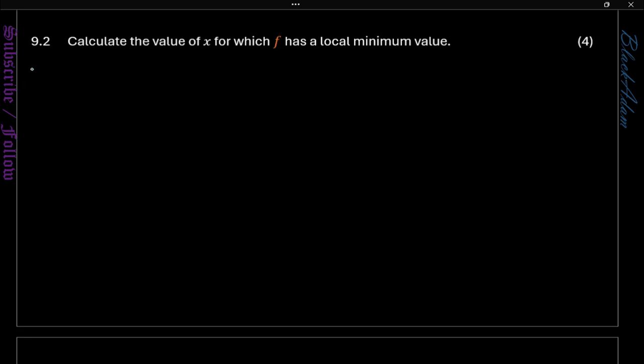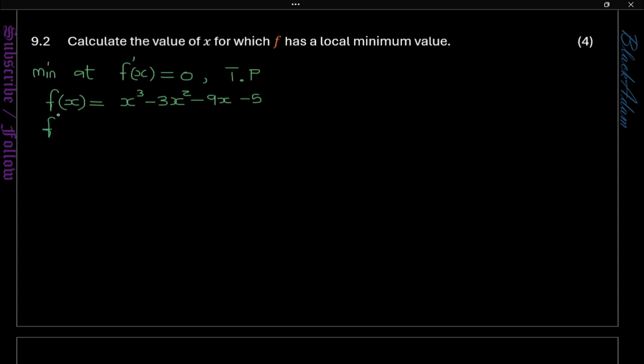Next question, second question: calculate the value of x for which f has a local minimum value. So we have two turning points, one is max, one is minimum. So let's find the first derivative equal to 0, which is going to give us the turning points. And then f of x is x cubed minus 3x squared minus 9x minus 5.